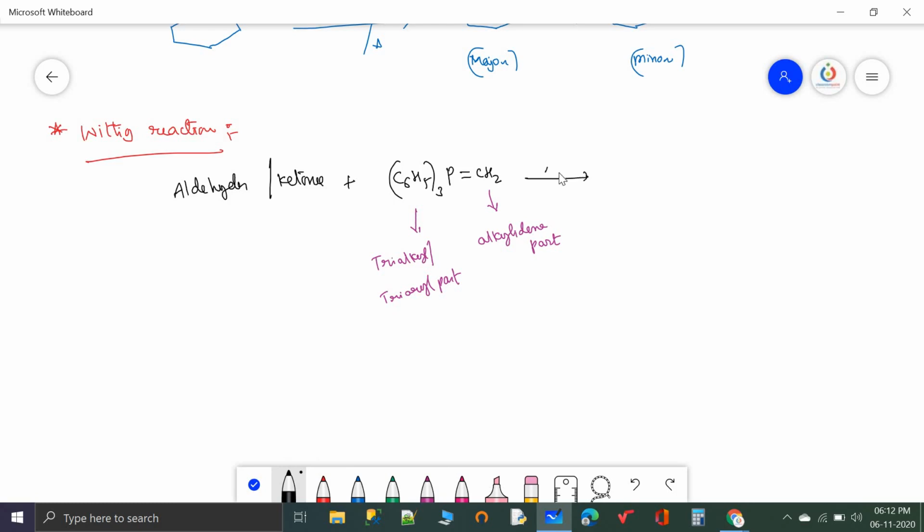So in the presence of heat, they provide an alkene. Plus, from the aldehydes and ketones, this Wittig reagent takes up the oxygen and finally forms P(C6H5)3. If you take C6H5 here, you will get C6H5 there. You can take trimethyl, triethyl, whatever it may be. So, P double bond O. This is called triphenyl phosphine oxide.